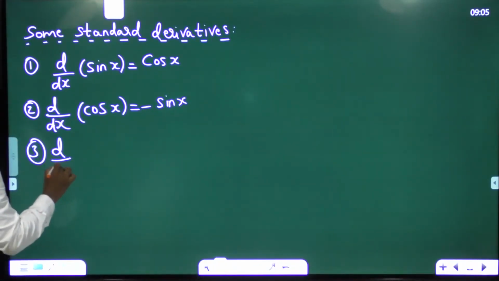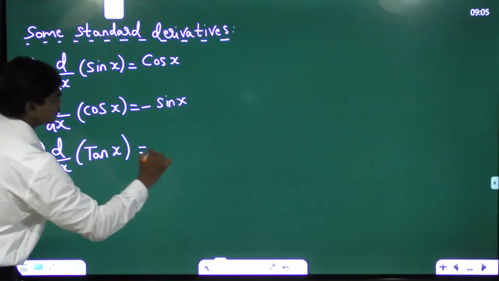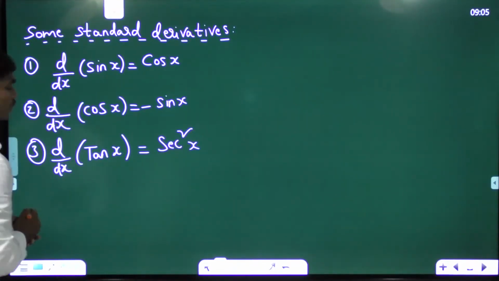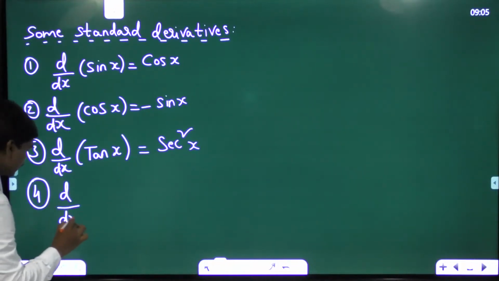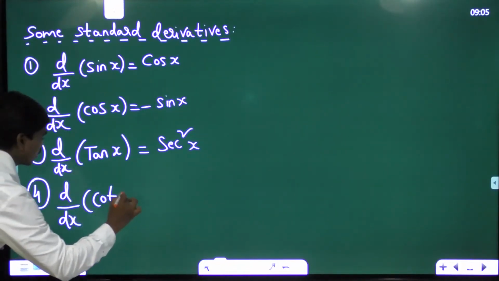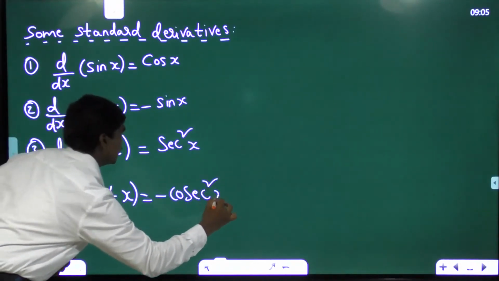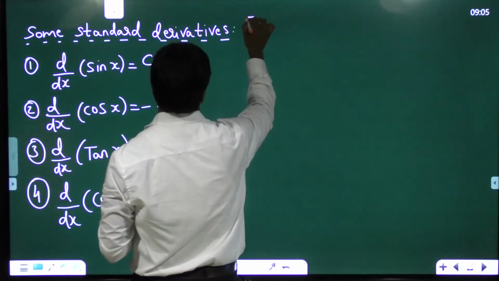D by dx of tan x is secant square x. Next, d by dx of cot x is minus cosecant square x. Next, 5.